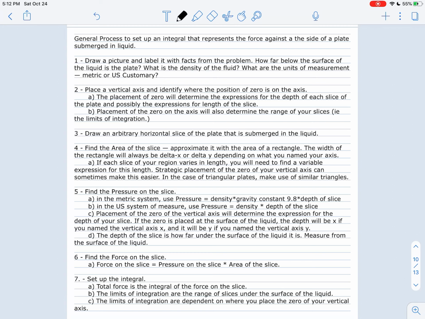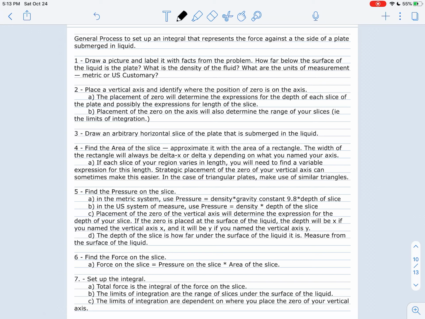So the placement of that 0 is going to be very important because it will determine the expressions that we have for depth, and it will also determine the range of the slices, right? Because when we set up an integral, our limits of integration are always going to be the range of the slices that we have. And why do we need to use calculus on this?